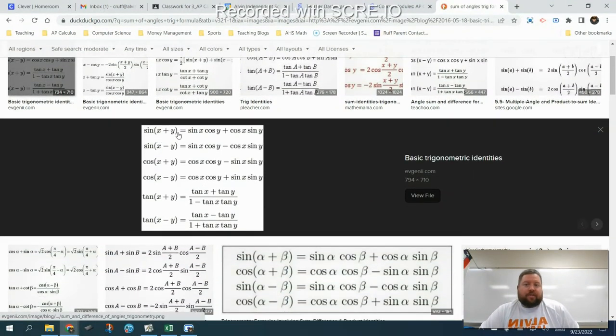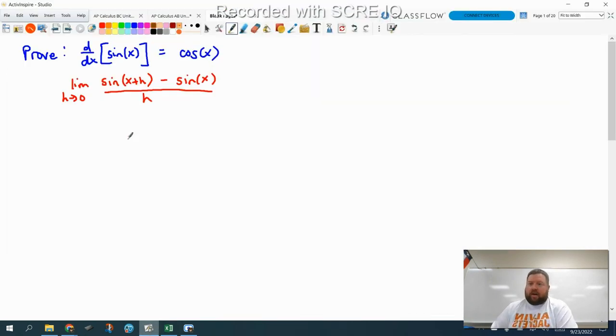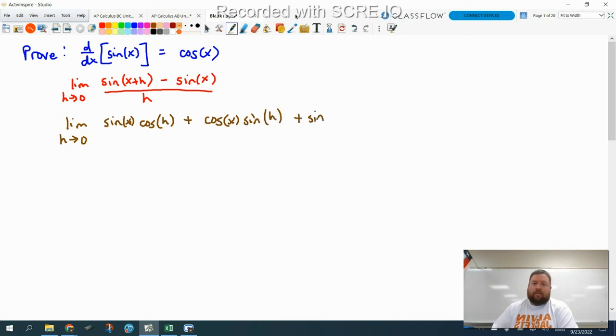So if you have sine of x plus y, which we have x plus h, but same idea, it translates into sine x cosine y plus cosine x sine y. That is what we're going to translate our sine of x plus h into. So we still have our limit, the limit as h approaches 0 of sine x cosine h plus cosine x sine h, minus sine x. That's coming from this part right here. And then that's all over h.